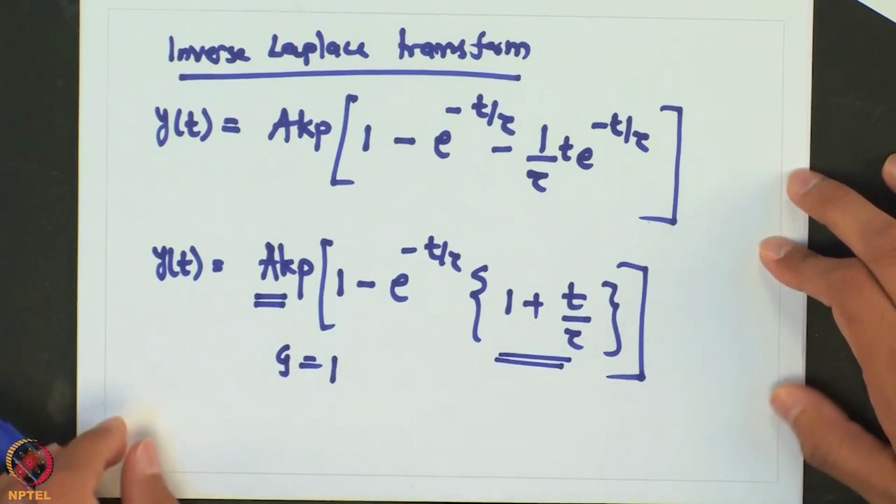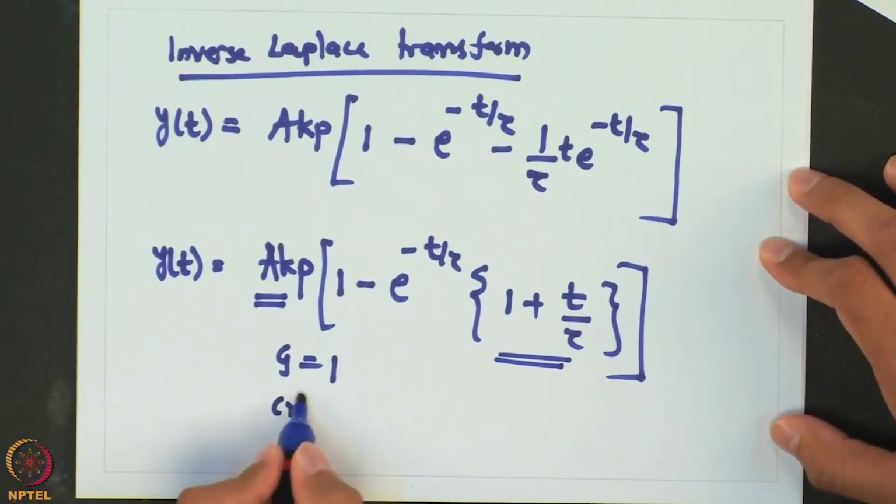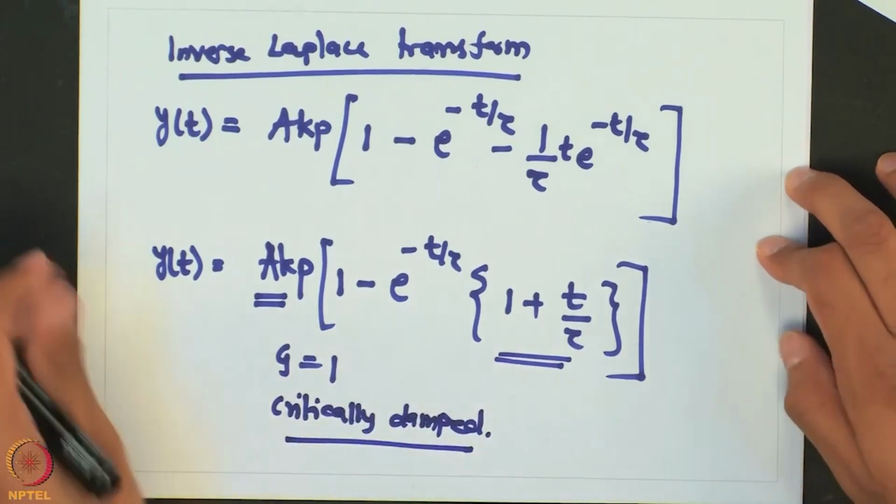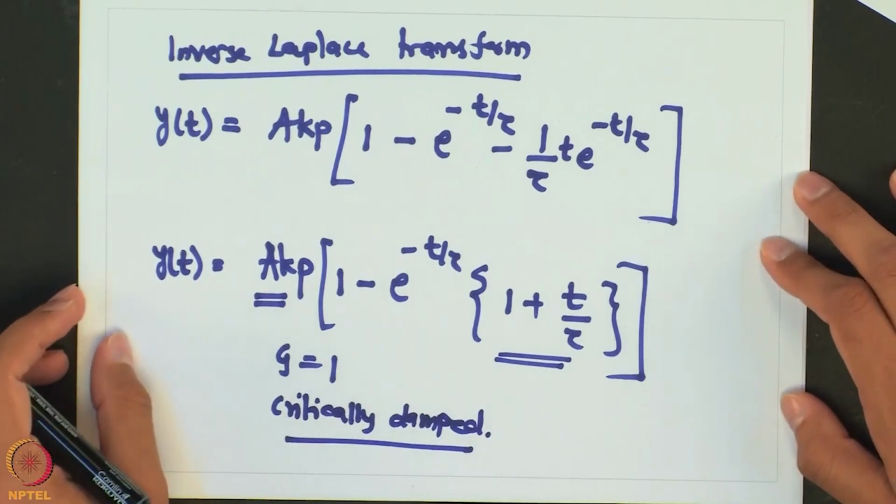So, this is the case when zeta is equal to 1, which we also call critically damped, and we are one step from coming to the origin of these terms as overdamped or critically damped. We will now consider the last case, when zeta is indeed less than 1.